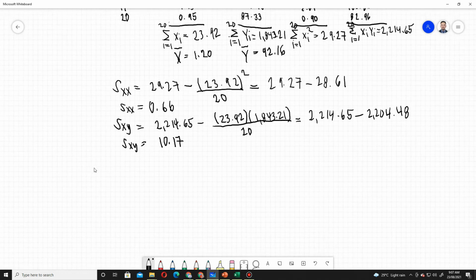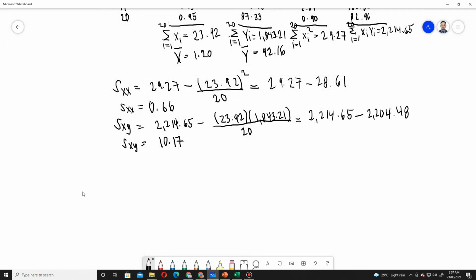Now we get b hat sub 1, which is equal to s sub xy over s sub xx. We have 10.17 divided by 0.66. We have 15.41.